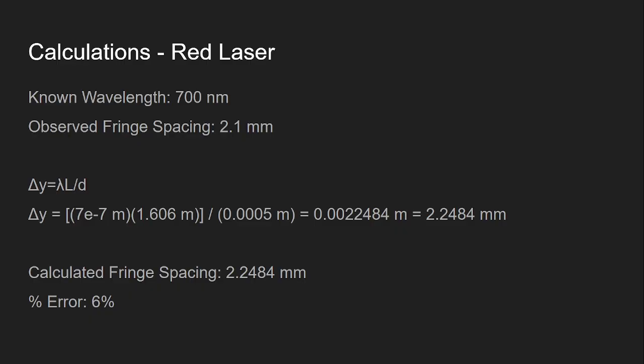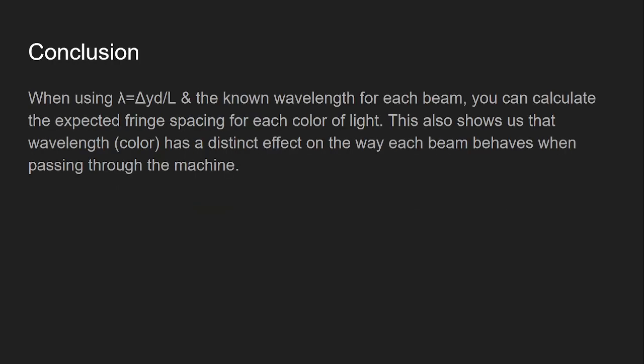But in the entire project, the only thing we changed was the wavelength of light, and it increased the fringe spacing that much. So in conclusion, when using the equation and known wavelength for each beam, you can calculate the expected fringe spacing for each color of light. This also shows us that wavelength has a distinct effect on the way each beam behaves when passing through the machine.